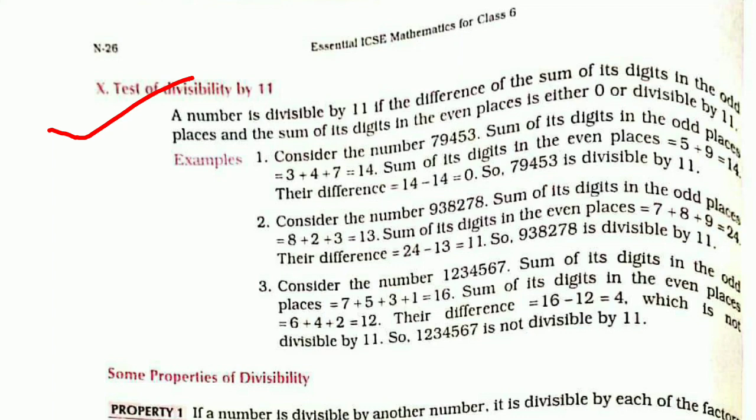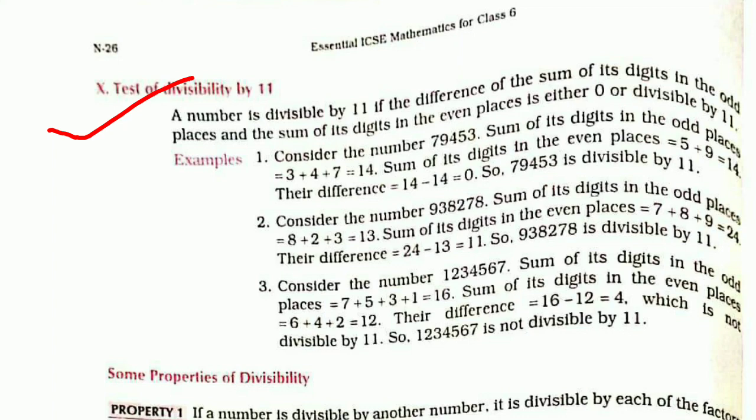So let us see the example here. Consider the number 79,453. The sum of its digits in the odd places are, so now here you can see odd places are what? Place 1, so here 3 we will write. Now place number 3, 4 is there, so 4 we will write. Now place number 5, 7 is there, so 7 we will write, and then we will add, 14 will come.